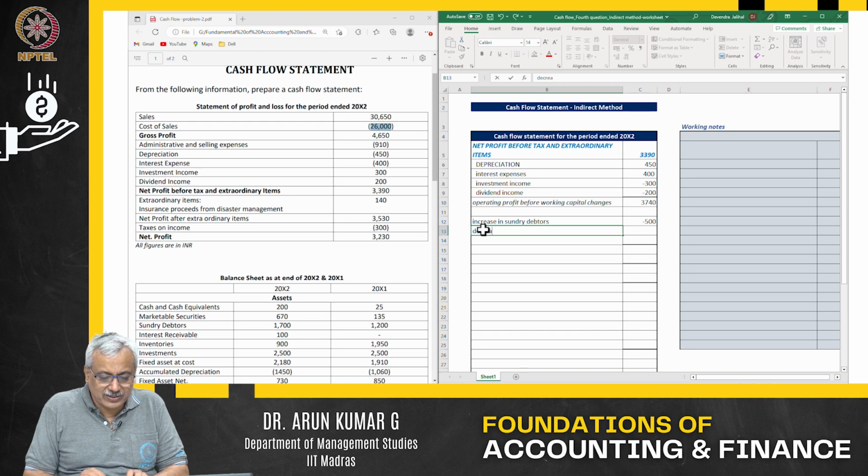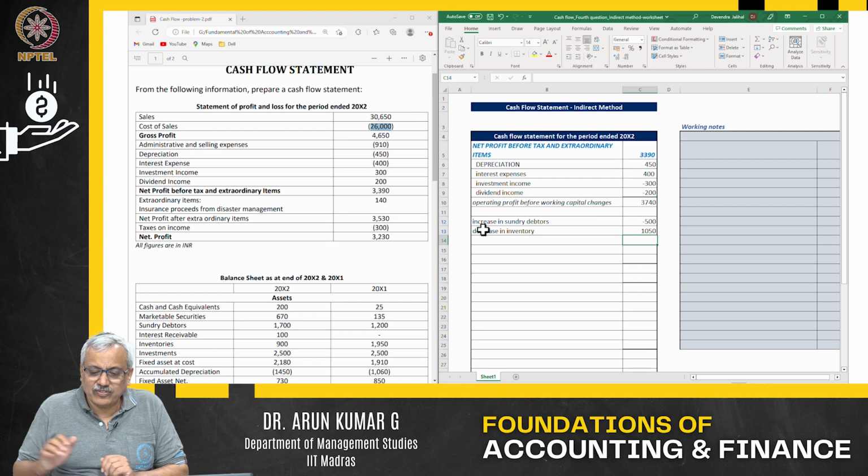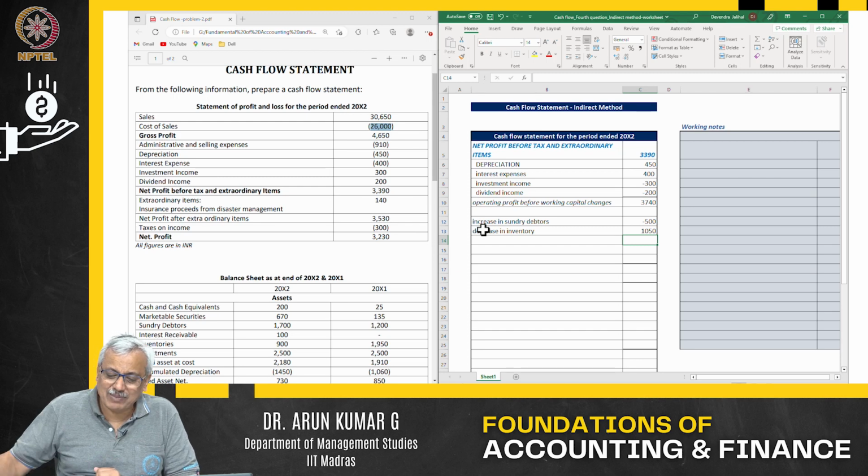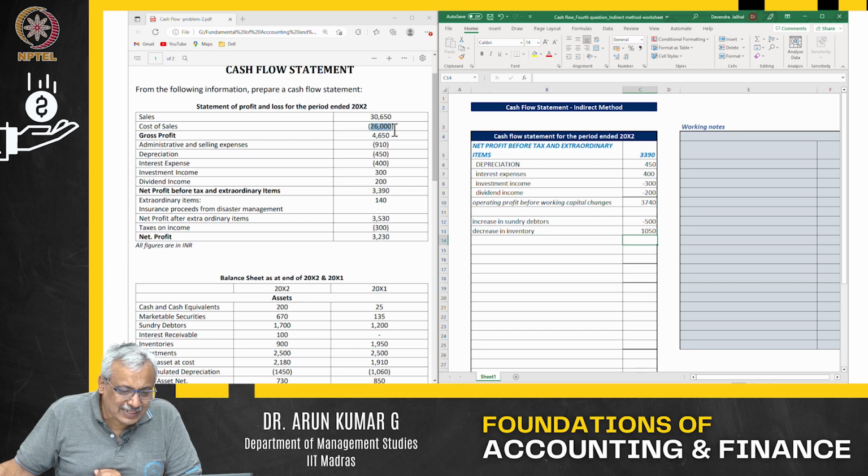So decrease in inventory. How much is the decrease? So 1050 is the decrease in inventory out there. So what happens? Decrease is that I am adding it to the profit. Why am I adding it to the profit? Because this 26,000 is not a cash outflow. What is the cash outflow? Cash outflow is 26,000 minus 1050. So your cash flow will be higher by 1050. So I am adding it to the profit out there. Indirect method.